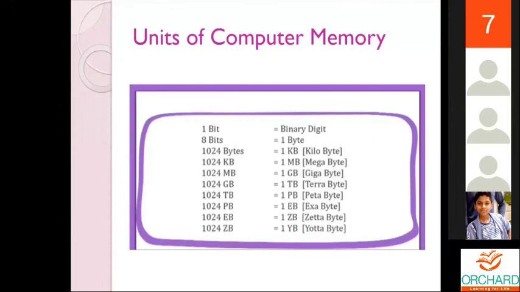Just remember 1 bit is equal to a binary digit, that is zeros and ones. Okay. And 1 byte consists of 8 bits. And 1024 bytes is equal to 1 KB. This is enough for you. Okay. Please remember these three things alone.